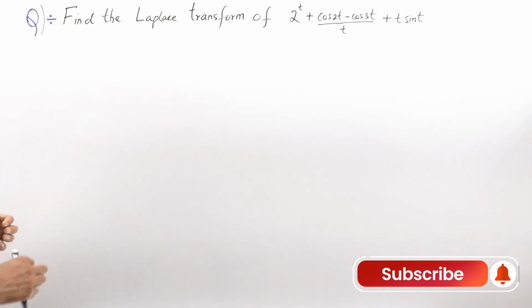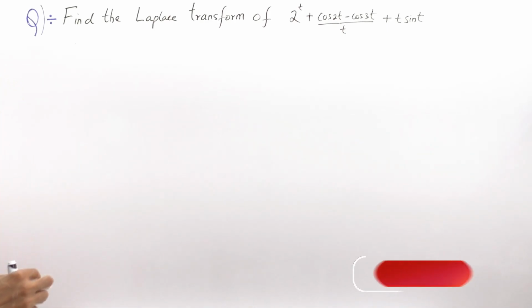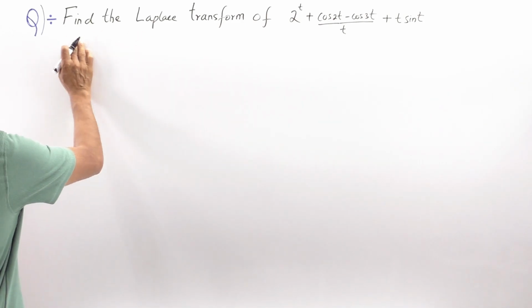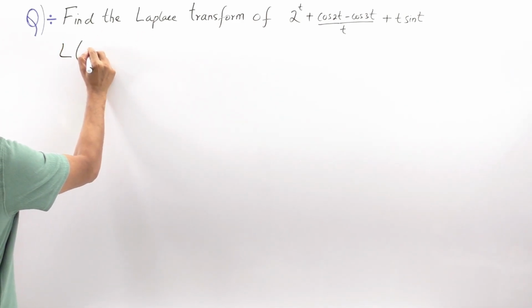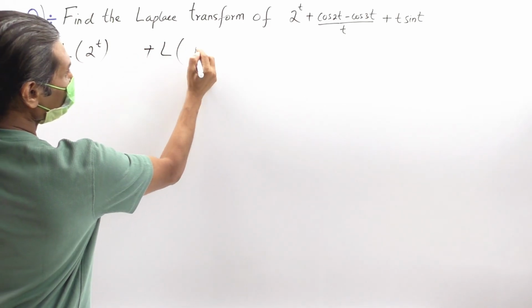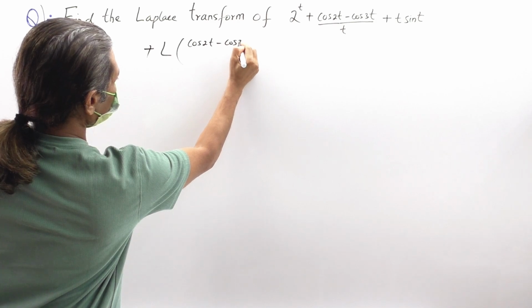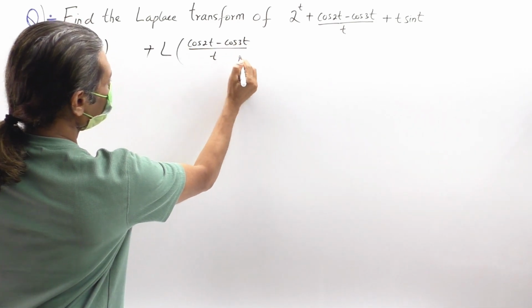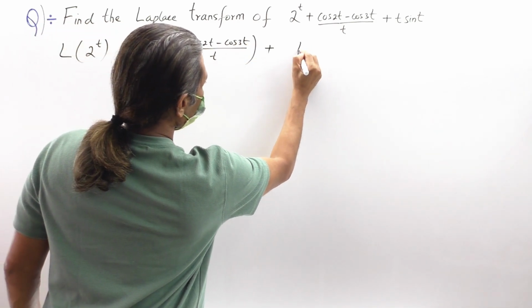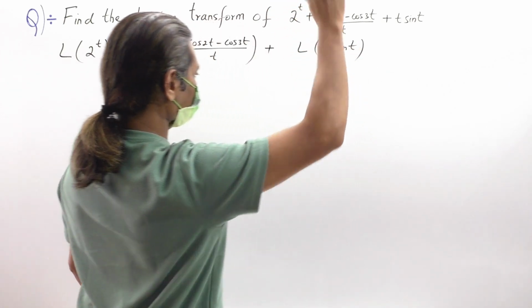So again the question is: find the Laplace transform of 2 raised to t plus cos 2t minus cos 3t by t plus t sin t. So let's apply Laplace to it. So we have Laplace of 2 raised to t plus Laplace of cos 2t minus cos 3t by t, and plus Laplace of t into sin t. So let's solve this now.